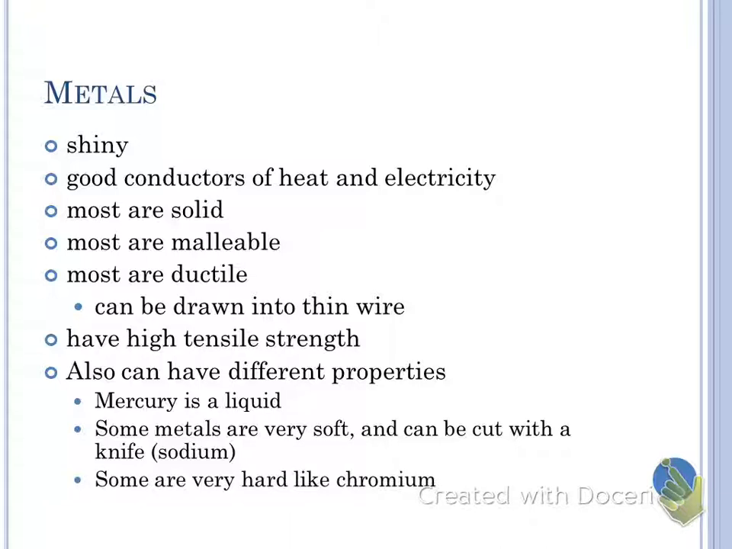Some of them are really tough, like chromium, tungsten, titanium. Those are really tough metals. Iron, those are things that are kind of on the opposite end of the spectrum. So you can see there.